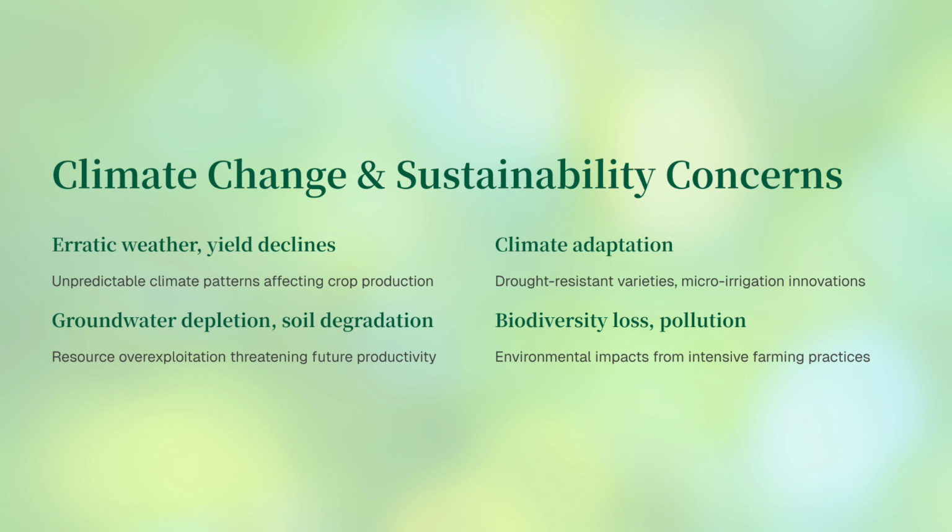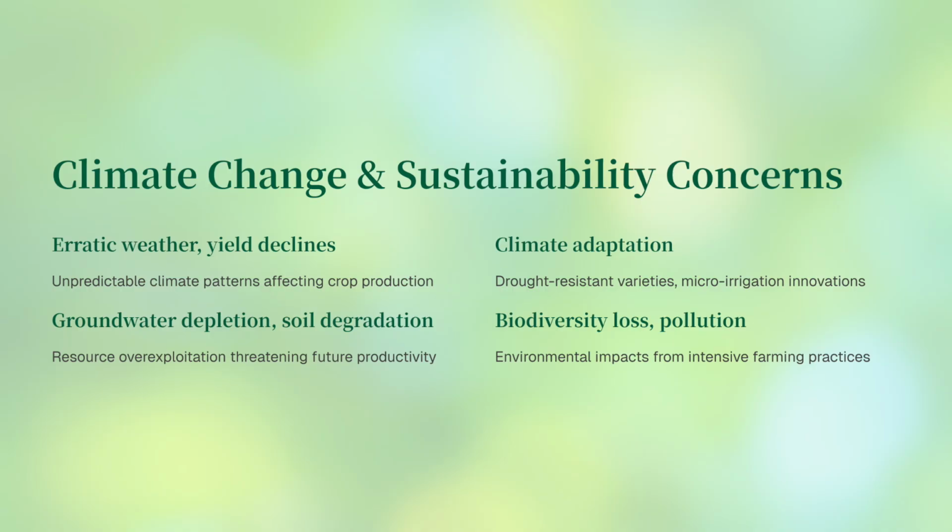Now, the question is, what sustainability practices can mitigate the adverse impact of intensive agriculture? The answer is sustainable practices such as crop rotation, minimal tillage, use of biofertilizers and integrated pest management can significantly reduce environmental harm while maintaining productivity.